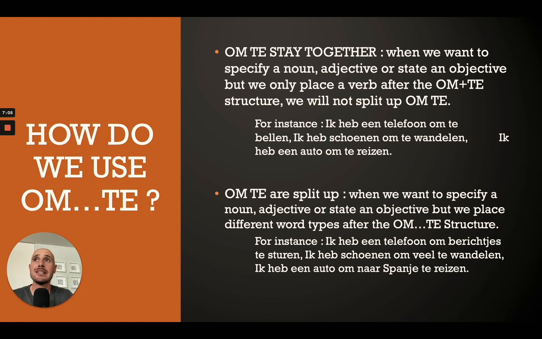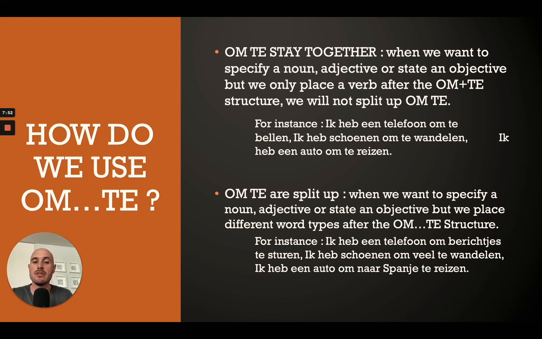What is the difference? Well, now we're not only putting a verb, but we're putting different word types at the end. Ik heb een telefoon, I have a phone to send messages. Now you'll say, ik heb een telefoon, and you'll start off with om. You start off with om, and then you place anything else which is not your verb. In this case, berichtjes will be a noun. Okay, you don't have anything else, so you write te, and then your verb goes at the end. The second one, ik heb schoenen om veel te wandelen. I have shoes to walk a lot. Veel, in this case, is an adverb, so we place it after om, then we place te, and then we place our main verb. En ik heb een auto om naar Spanje te reizen.